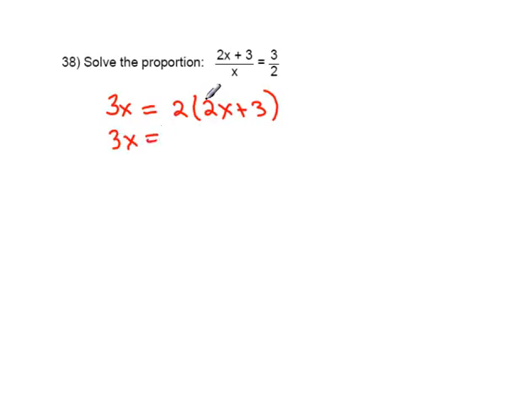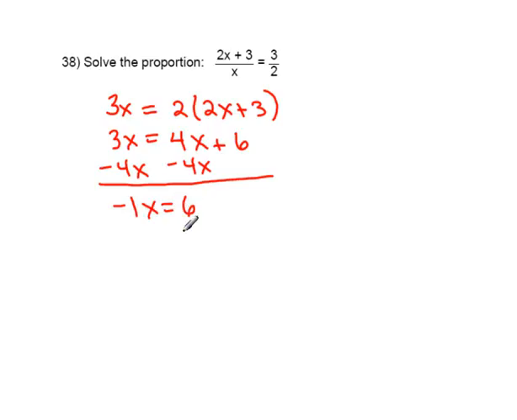We need to distribute here, so 4x plus 6. I'll want to bring my variables to the left, so subtract 4x. I get negative 1x equals 6. Divide by negative 1, and x equals negative 6. And again, you could always check your answer by replacing each of the x's with negative 6 to do a quick check.